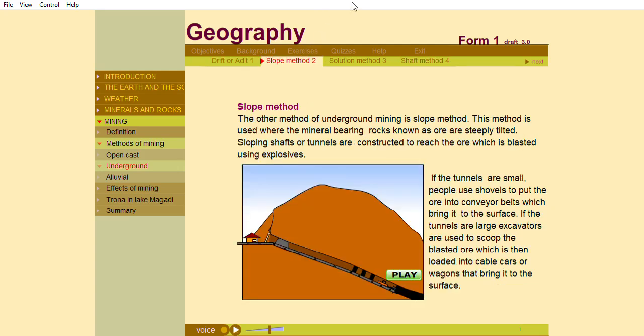The other method of underground mining is slope method. This method is used where the mineral-bearing rocks, known as the ore, are steeply tilted. Sloping shafts or tunnels are constructed to reach the ore, which is blasted using explosives. If the tunnels are small, people use shovels to put the ore into conveyor belts, which bring it to the surface. If the tunnels are large, excavators are used to scoop the blasted ore, which is then loaded into cable cars or wagons that bring it to the surface.